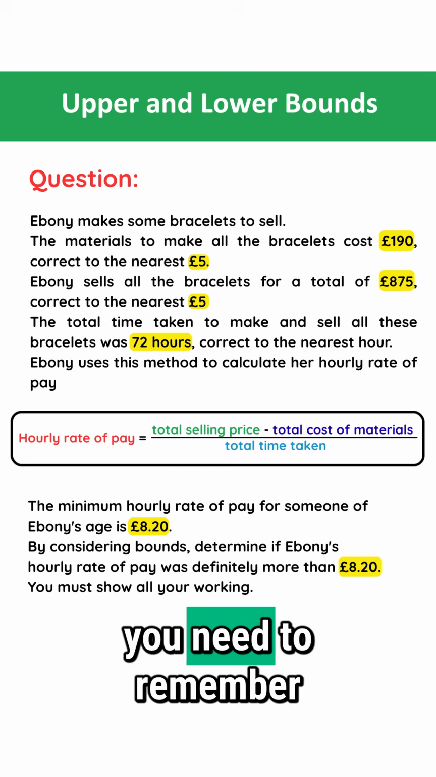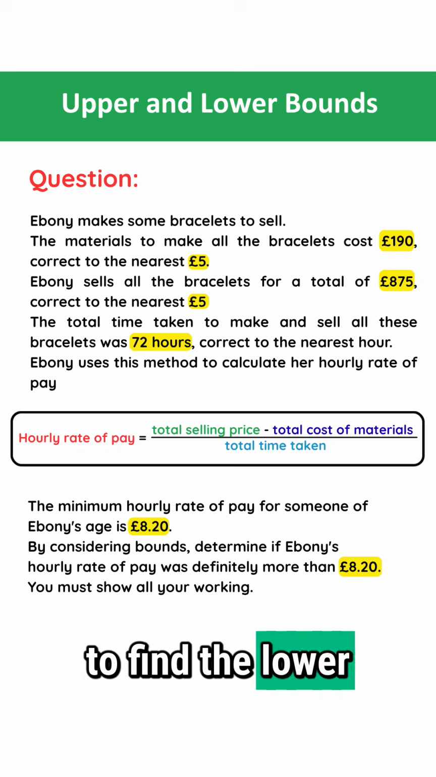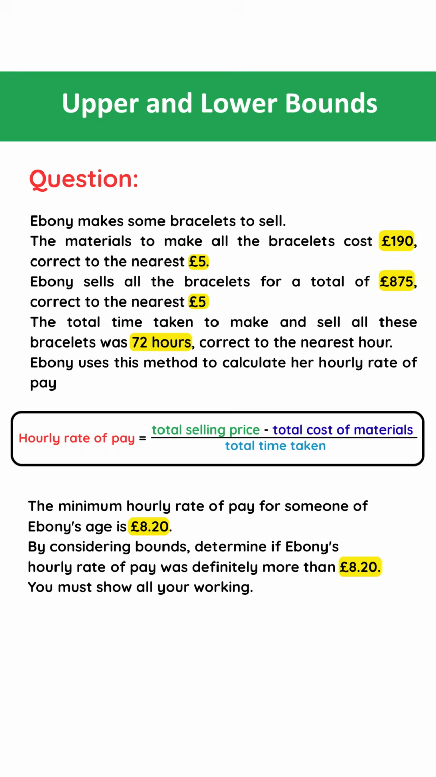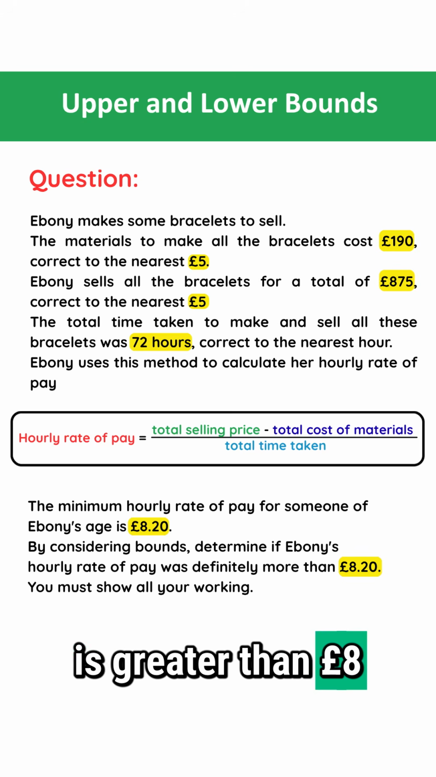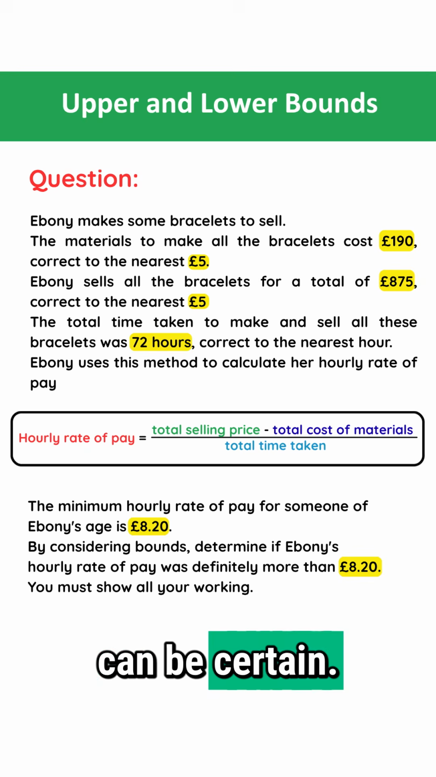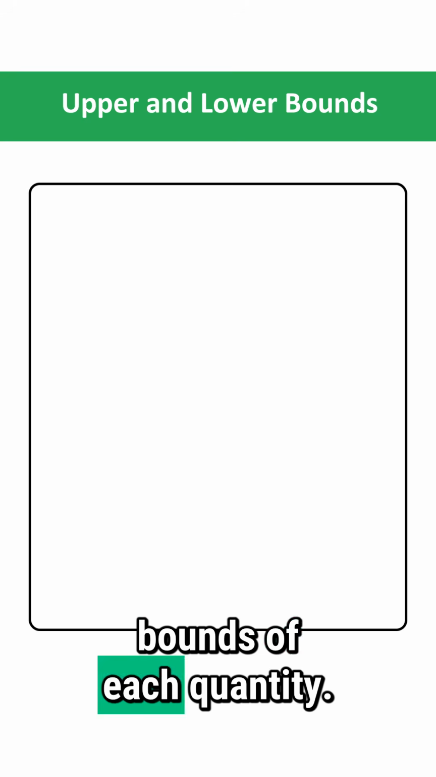The important thing that you need to remember is that we need to find the lower bound of her hourly pay. If the lower bound is greater than £8.20, then we can be certain. First, we find the bounds of each quantity.